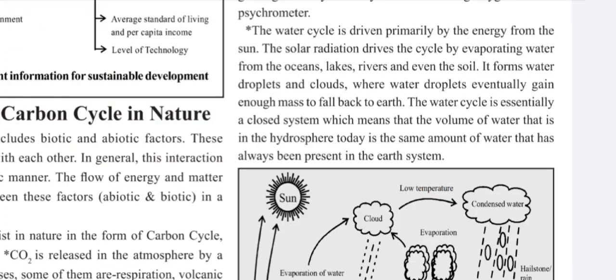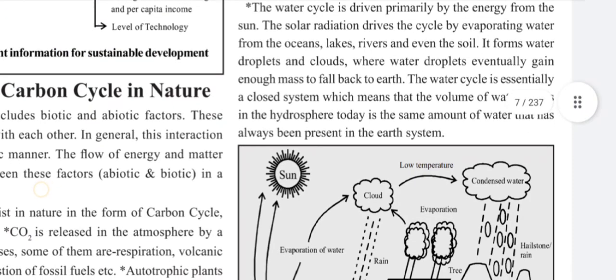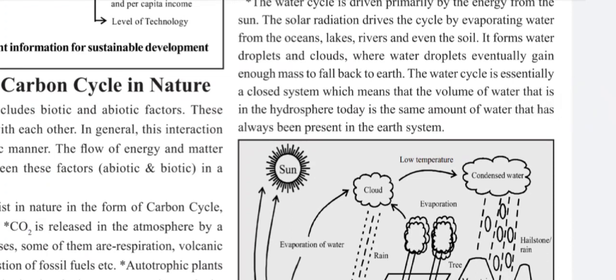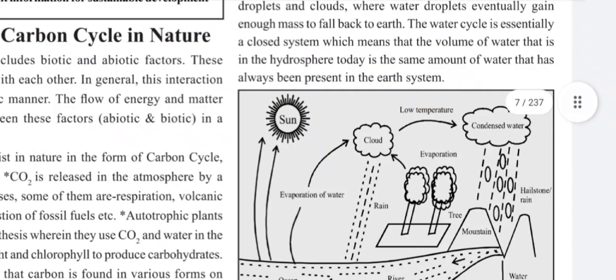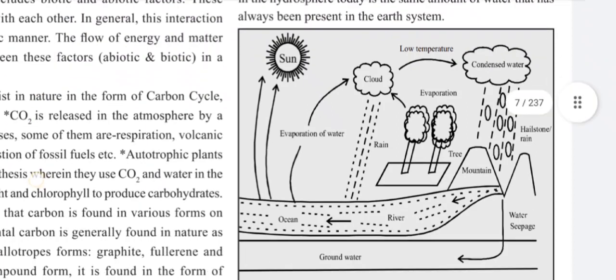The water cycle is driven primarily by the energy from the sun. The solar radiation drives the cycle by evaporating water from the ocean, lakes, rivers, and even the soil. It forms water droplets and clouds, where water droplets eventually gain enough mass to fall back to earth. The water cycle is essentially a closed system, which means that the volume of water in the hydrosphere today is the same amount of water that has always been present in the earth system.